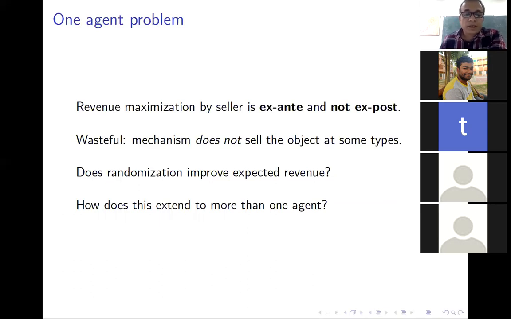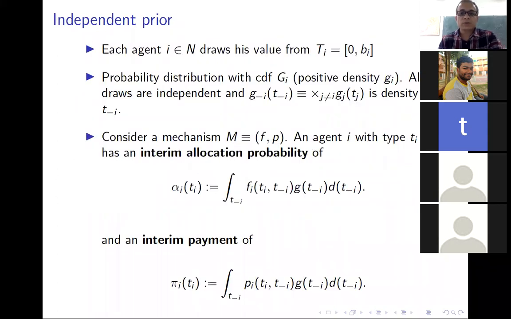Of course, everything I have said so far is for one agent. How does this extend to more than one agent? Because remember, with more than one agent, even in the deterministic mechanism, the cutoff points may depend on the types of the other agents. So it's not a clear posted price mechanism. So how do we extend that to more than one agent? That's what we are going to do now.